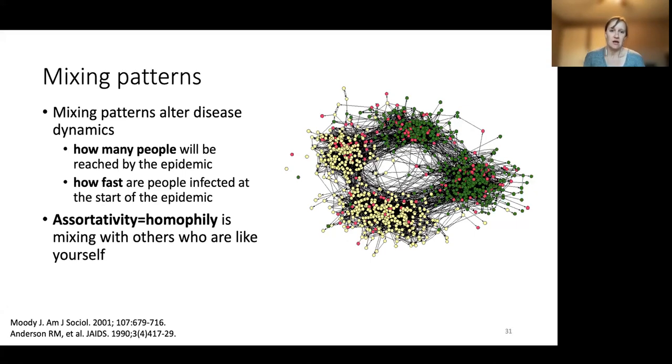Mixing patterns, just generally speaking, alter disease dynamics, so they can alter how many people will be reached by an epidemic and how fast people are infected at the start of the epidemic. And assortativity, which is also sometimes called homophily, is mixing with others who are like yourself.